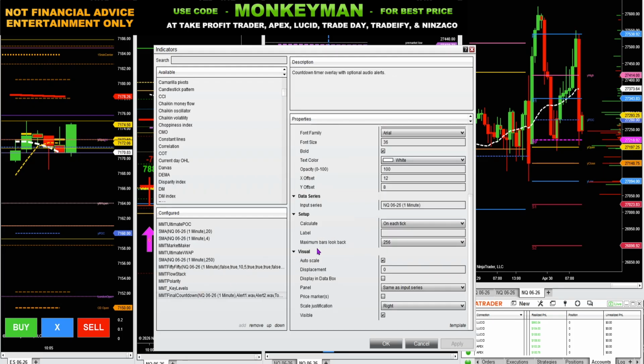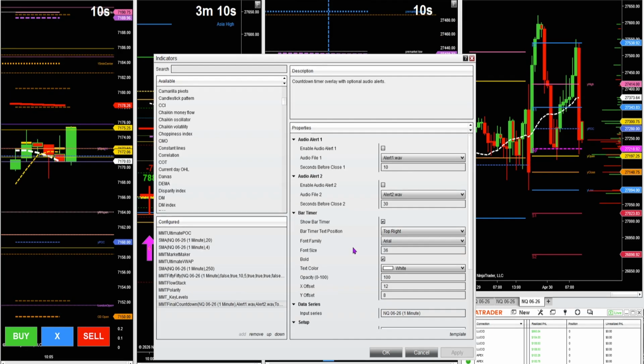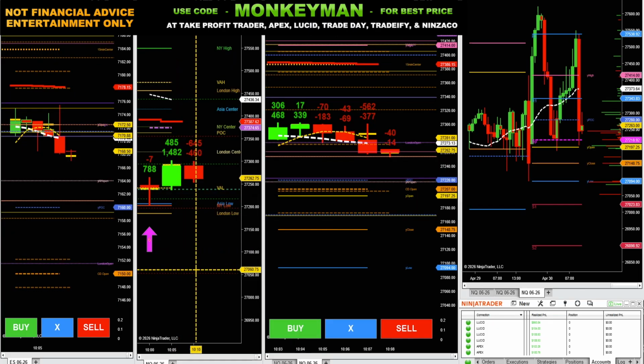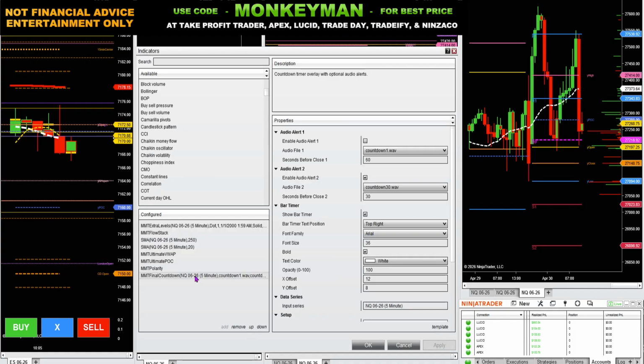And then I've got the brand new final countdown indicator on the chart. It's got a timer running in the upper right corner of the chart. I do not have any of the audio alerts set up on the 1 minute chart. I do, however, have the audio alerts set up on the 5 minute chart. So here's the 5 minute chart.